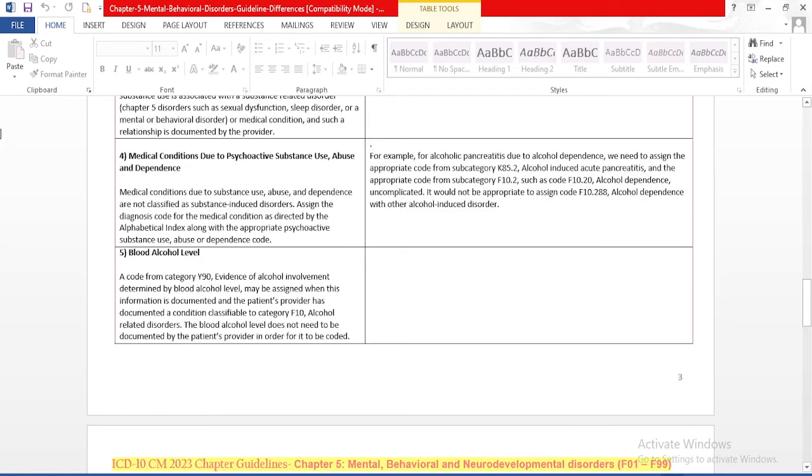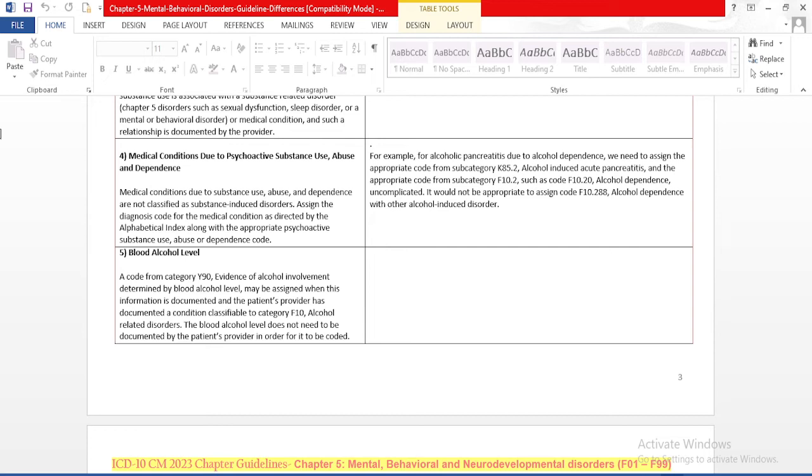Next guideline, medical conditions due to psychoactive substance use, abuse and dependence. Medical conditions due to substance use, abuse and dependence are not classified as substance-induced disorders. Assign the diagnosis code for the medical condition as directed by the alphabetical index along with the appropriate psychoactive substance use, abuse and dependence code. So basically here, medical conditions due to substance use, abuse, dependence are not classified as substance-induced disorder. So those conditions are not related to substance abuse. So we need to code the medical condition separately using the alphabetic index.